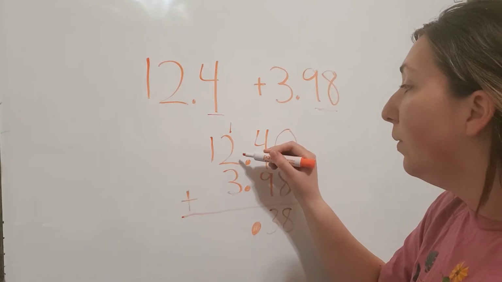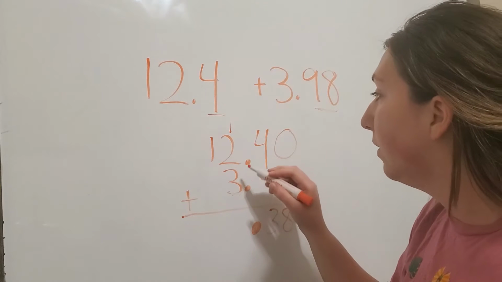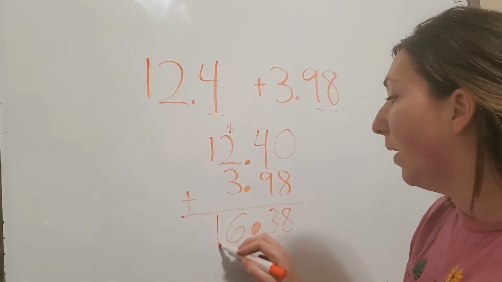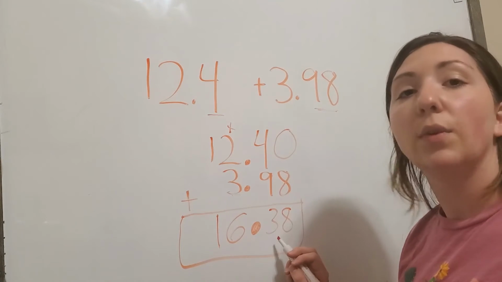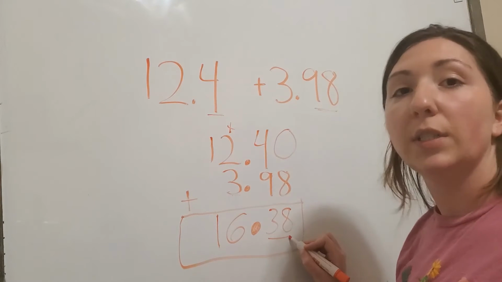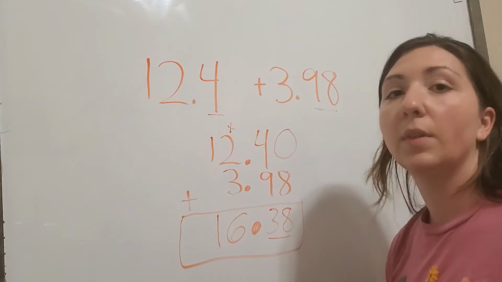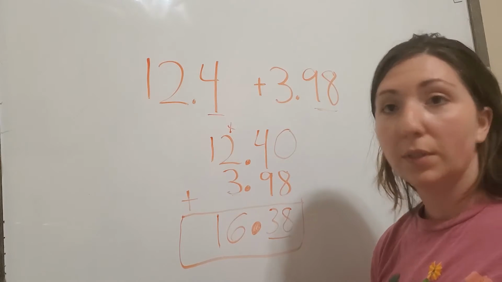3 plus 2 is 5. Plus 1 more, can't forget that 1, is 6. Okay, and then we bring down this 1. Our answer is 16.38. And our decimal is in the hundredths place.